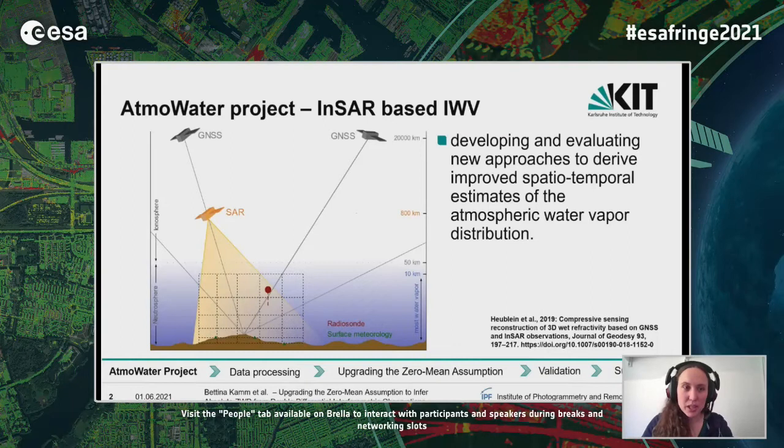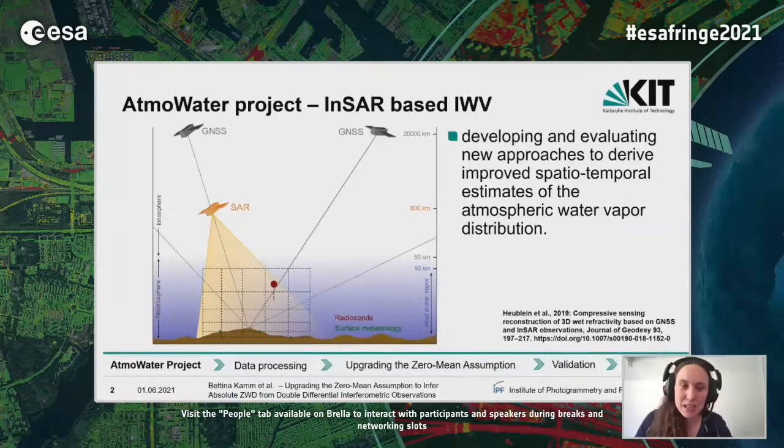In the project I'm working on, the Atmo Water project, we want to develop and evaluate new approaches to derive improved spatial temporal estimates of the atmospheric water vapor distribution. So instead of seeing the atmospheric water vapor as an error source in InSAR data, I want to really detect it and get a good signal out of it.